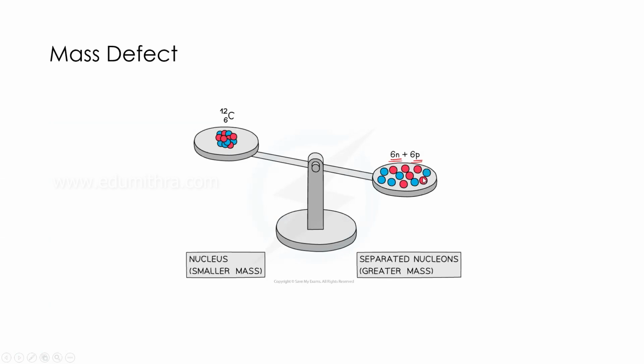That means when it becomes the nucleus, some mass is missing, and that mass is actually used to hold the nucleus together. Just leave that. And that difference in mass is called the defect in mass, or mass defect.